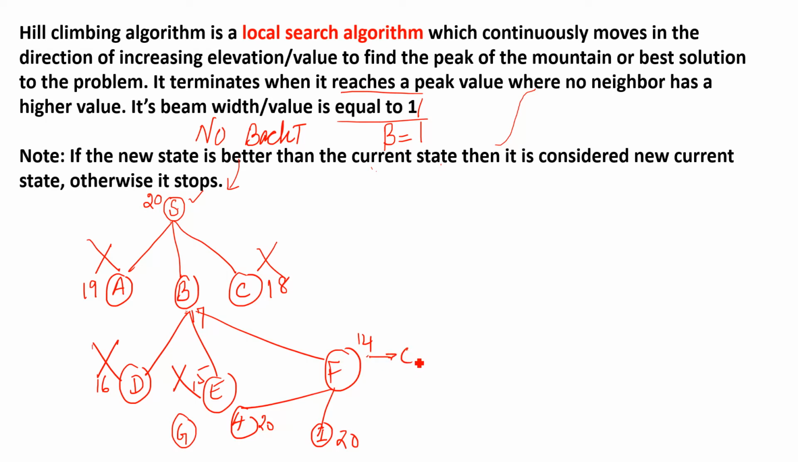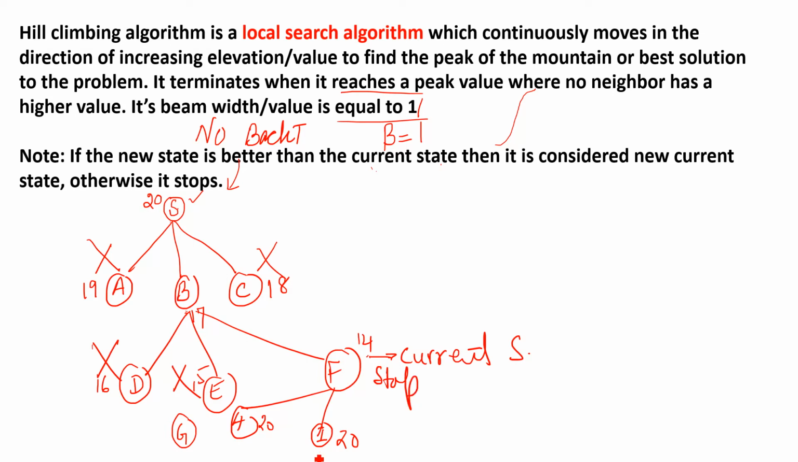This one is our current state. We have to compare the heuristic value with this now. So if it is even 15, 16, 17, whatever, it is not better than F. And it says if the new state is better than the current state, these are the new state. Both are the same, even if they are different, 19 or 20, we can stop here.